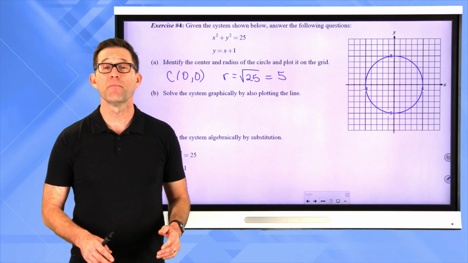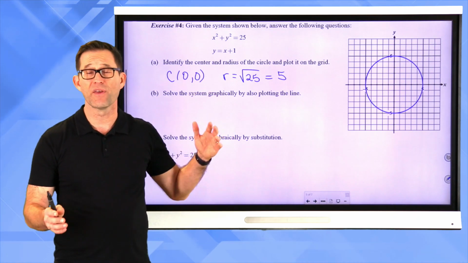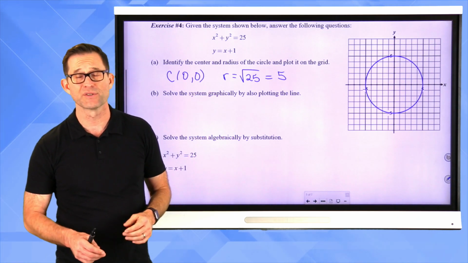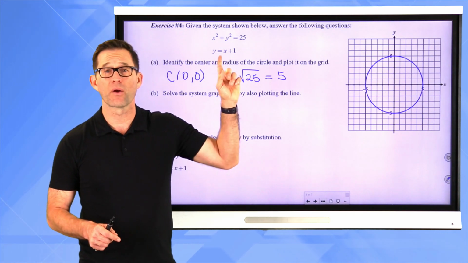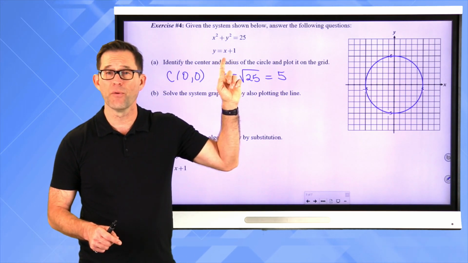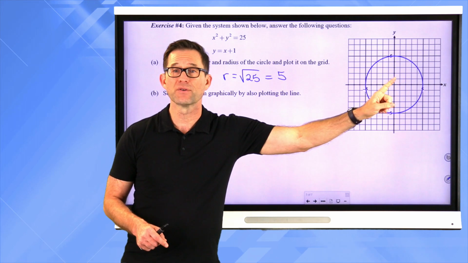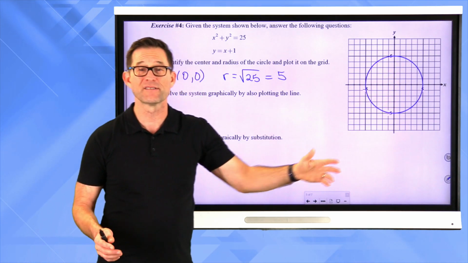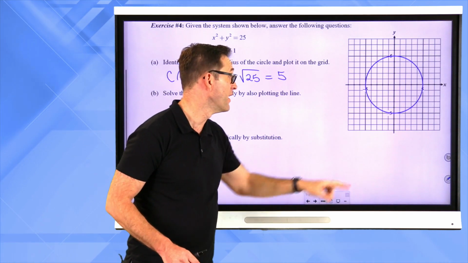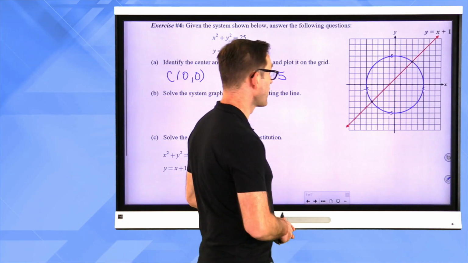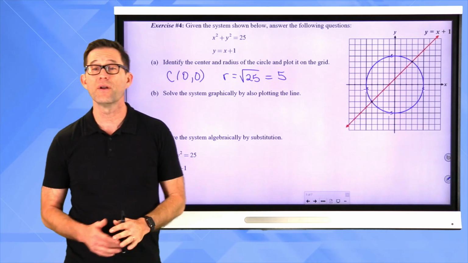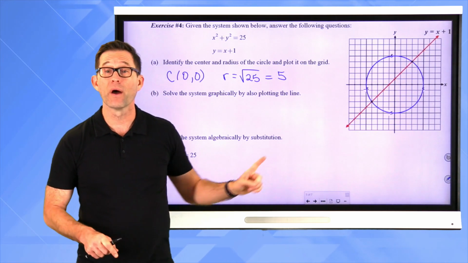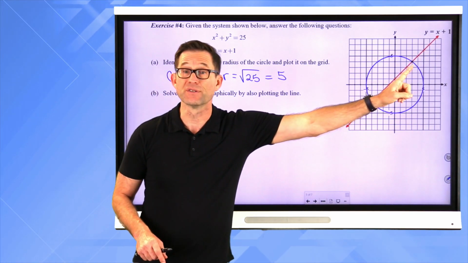Okay, well, keep in mind, to graph this line without doing anything fancy, even on our graphing calculators, what I would want to do is say, well, I've got a y-intercept of 1, I've got a slope of 1, so I could plot that y-intercept of 1 and then go up 1 to the right 1, up 1 to the right 1, etc. And I'm going to get a line that looks something like that. And keep in mind, we're looking for those intersection points.